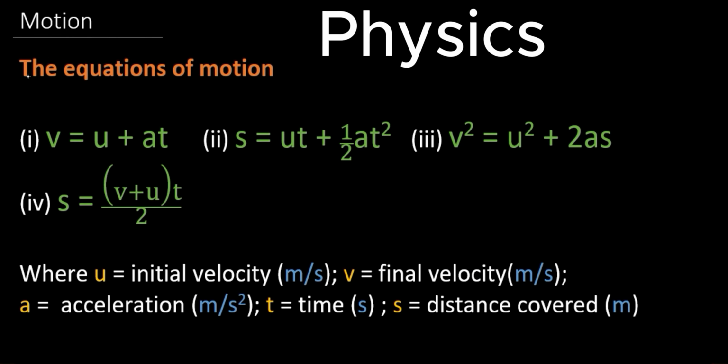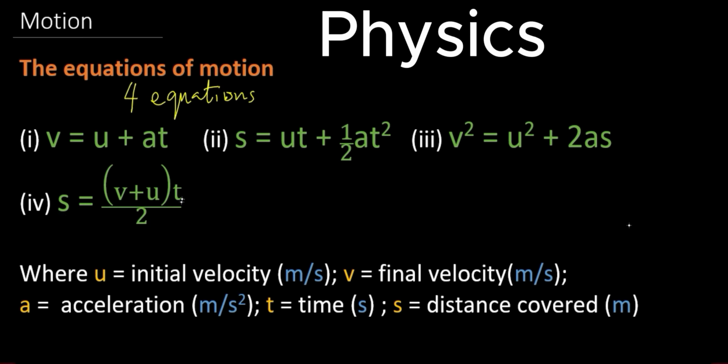Motion. The equations of motion. There are four equations to note. The first one is v = u + at. The second one, s = ut + ½at². The third one is v² = u² + 2as.